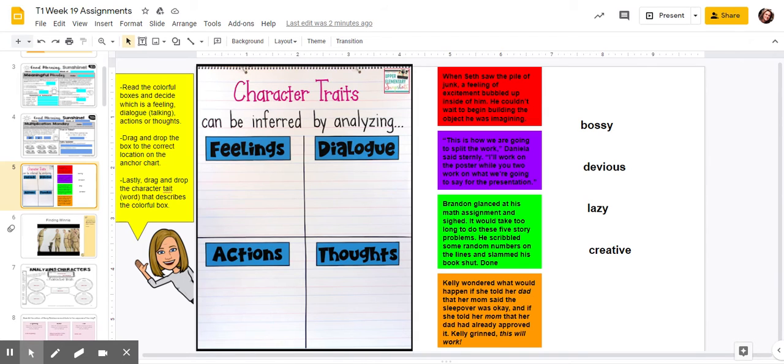Sometimes it's an inner dialogue, which means they don't say it out loud, but it's kind of like they're talking to someone. Those are all thoughts. You have 4 text boxes, these colored text boxes. You're going to read the text boxes and decide, was this one about a person's feelings?